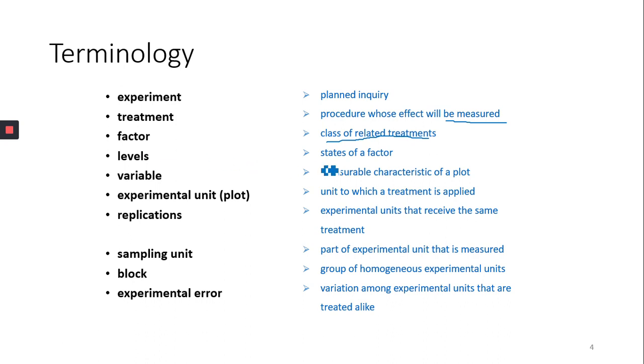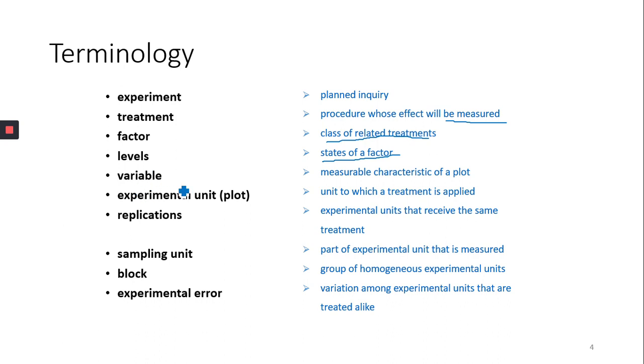Now, levels is actually the states of a factor. See, we can ask, what is the temperature? When we ask what is the temperature, we are actually saying we want a specific figure to show us the state of temperature. Now, what is a variable?